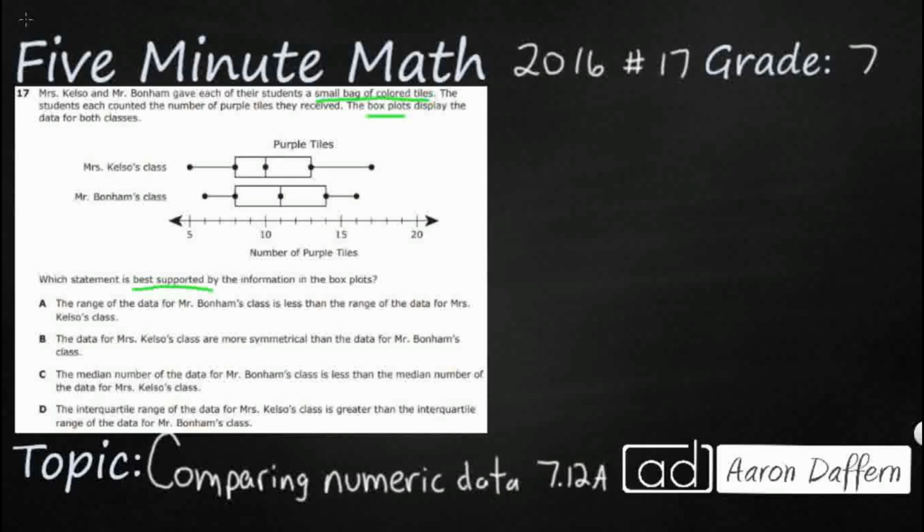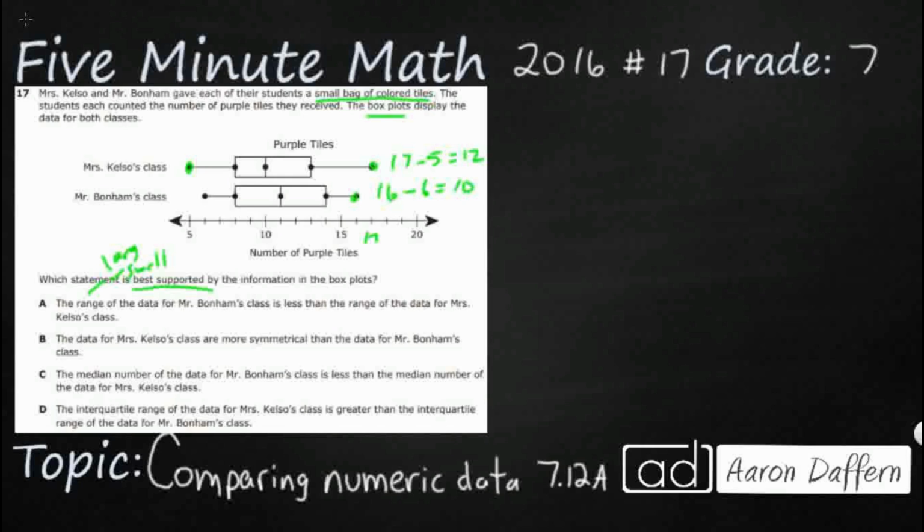So the range of Mr. Bonham's class is less than the range of Mrs. Kelso's class. So the range is literally just the difference between the largest and the smallest, largest minus the smallest. And they've got those right here. So Mrs. Kelso has got a range of, it looks like this is 17 right here. So her range is 17 minus 5. So she's got a range of 12. Then you got Mr. Bonham right there. That's 16, and he's got 6.